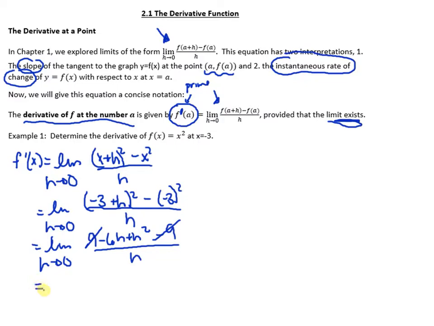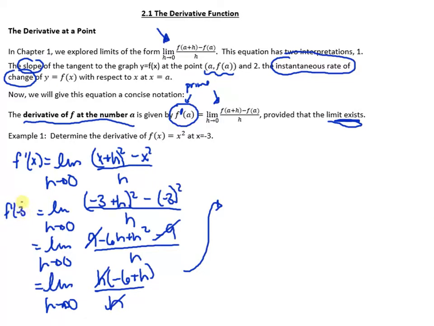Then I'm going to factor out an h. So in this step, again, I'm going to factor out an h. -6 plus h is what we're left with after we cancel out the h's. Now, this should be f prime at -3 because in this step we actually subbed in the -3. Now let's sub in the 0. I get -6. So therefore f prime at -3 equals -6. So the slope or the instantaneous rate of change when the function is at -3 is -6.